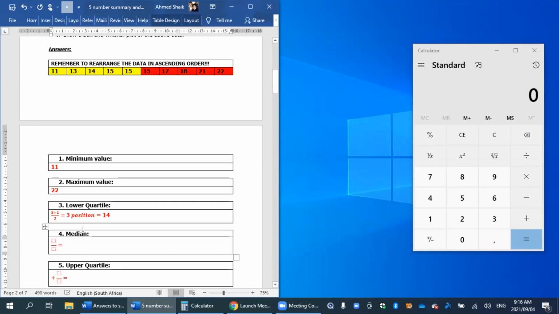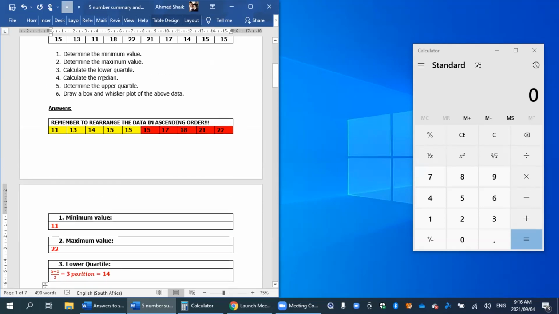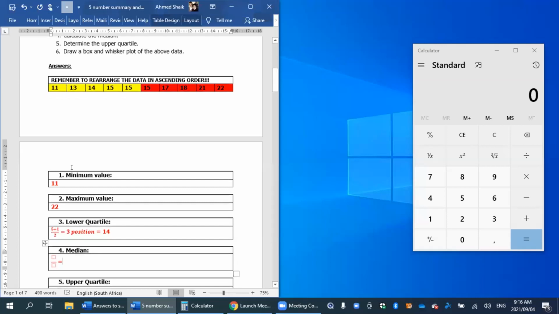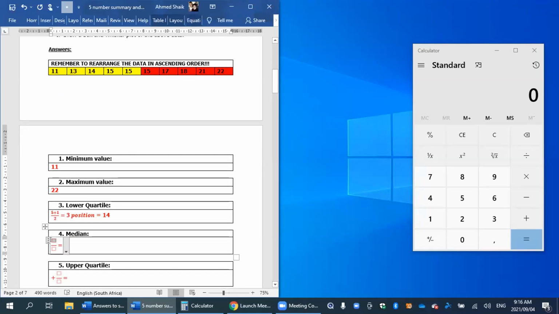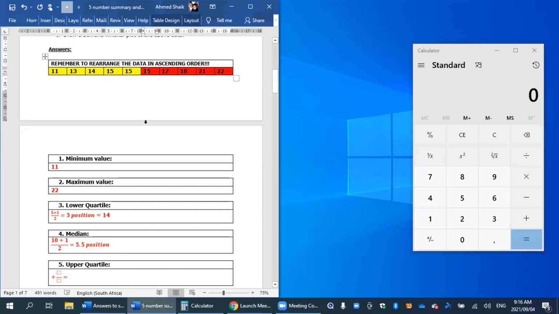Let's look at number 4. Number 4 says to calculate the median. Okay, our formula to calculate the median is (n plus 1) over 2, n representing the number of values in our data set. So we've got 10 values there. So that's 10 plus 1 over 2, and that's 11 over 2, which equals 5.5 position. And the 5.5 position will be between position 5 and position 6.